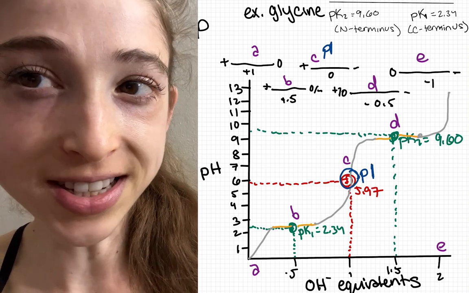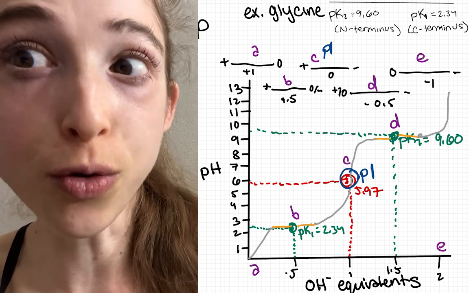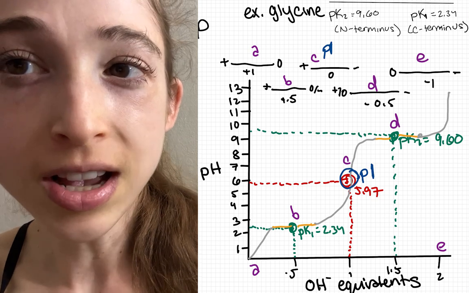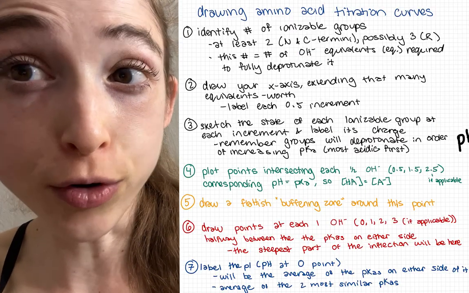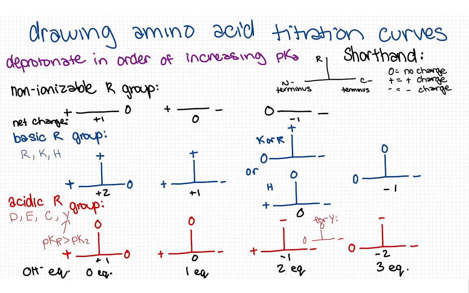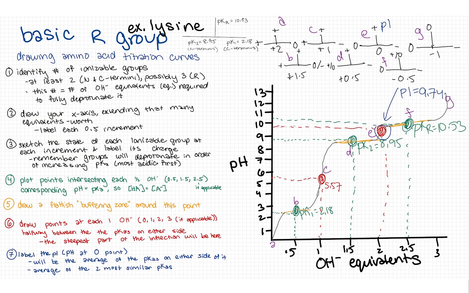Titration curves for amino acids are one of those things in biochemistry that look way scarier than they actually are. So let me take you through a step-by-step method for drawing these titration curves for the non-ionizable amino acids, as well as the harder cases where you have those ionizable side chains. So we're talking the basic and acidic amino acids. I'll show you how we can draw these curves, as well as how we can think about and appreciate what's going on at each step along the way.